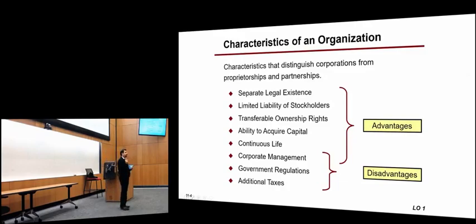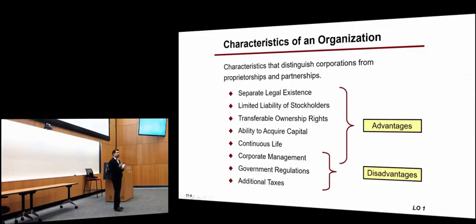Now, corporations have a couple of advantages over proprietorships and partnerships. Remember, partnerships are very similar to proprietorships, except that there is more than one owner. So for example, one of the advantages of corporations is that a corporation is a separate legal entity that can have contracts in its own name. It doesn't have to be in the name of one of the partners. You have limited liability of stockholders.